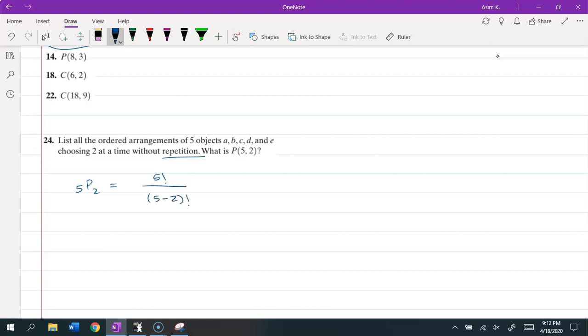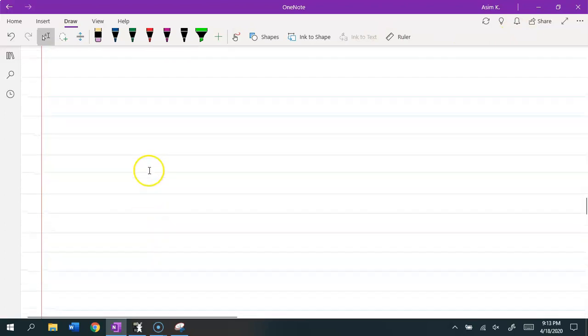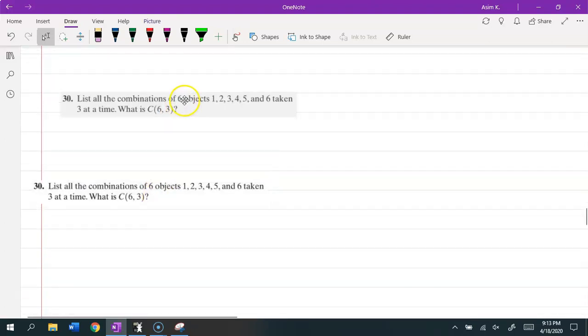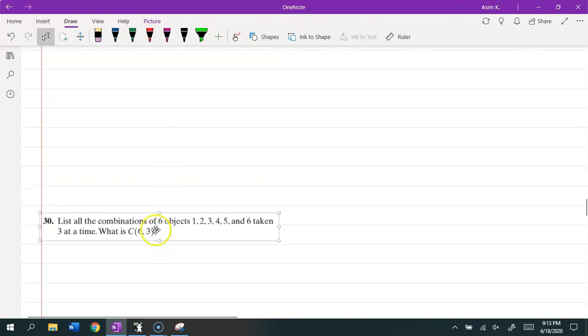But remember, your calculator will do that whole thing for you. I just want you to take a look at the wording. Ordered, meaning the order does matter. So they don't necessarily need to tell you to do P(5, 2). You should know that when they said ordered, they're implying that you use the NPR formula. Now I just want to show you an NCR as well.